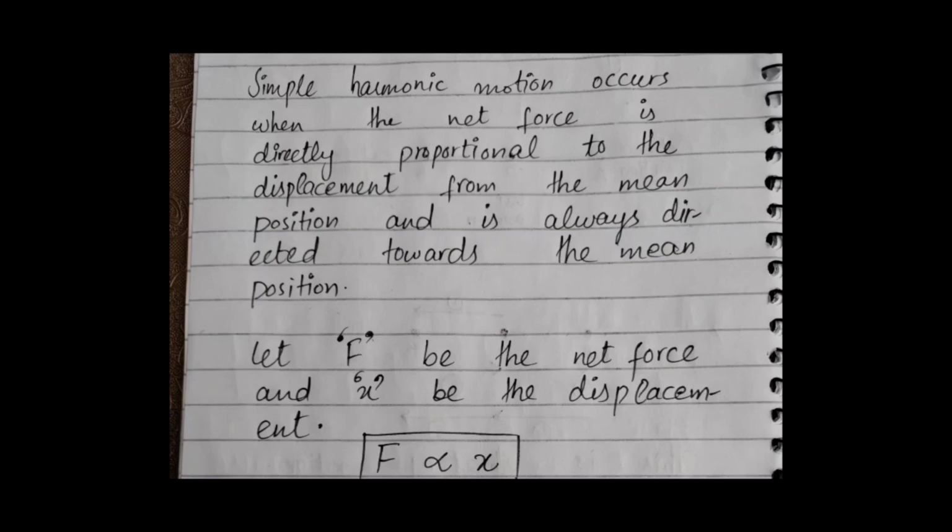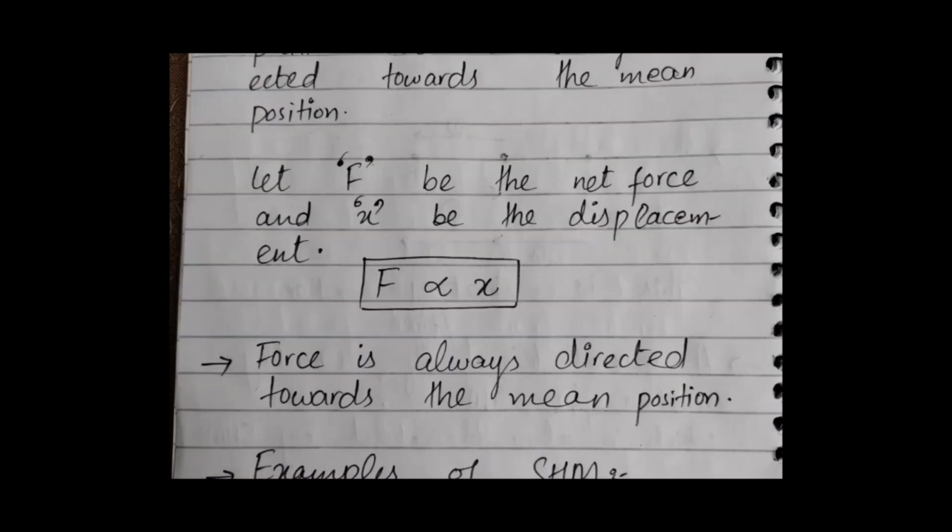Let F be the net force and X be the displacement. According to this definition, F is directly proportional to X, which is the displacement from the mean position. And according to the definition of simple harmonic motion, this force is always directed towards the mean position.